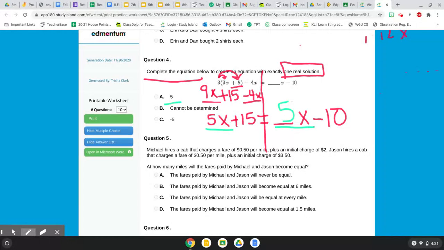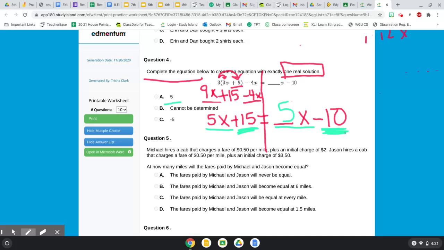So if I took that number and added 15 to it, and took that same number and subtracted 10, are they ever going to be equal? No, because I can't add 15 one time and subtract 10 the next time, and then have them be the same exact number. That's not going to work.